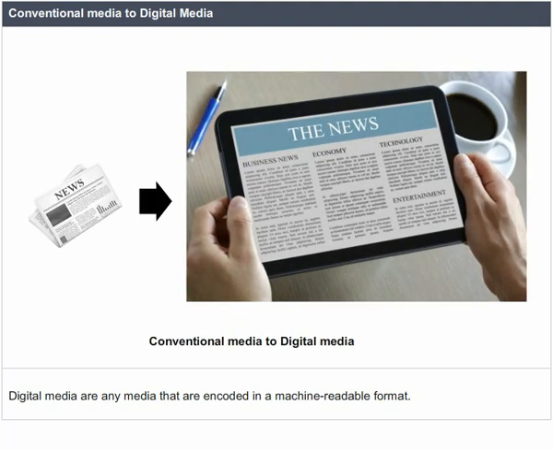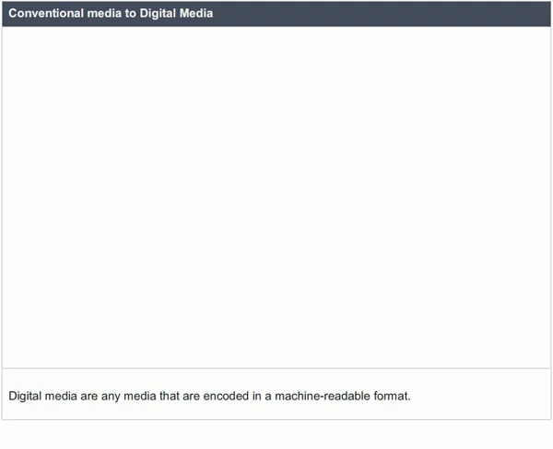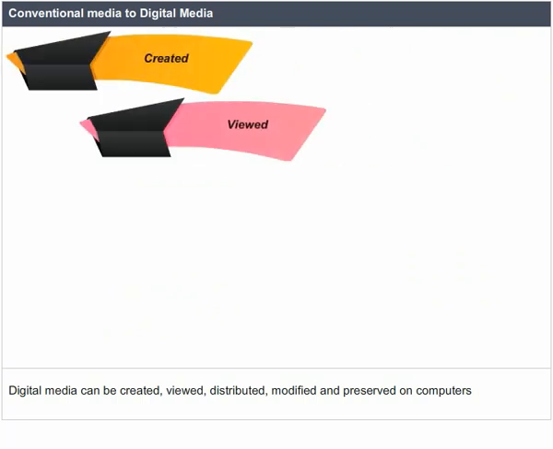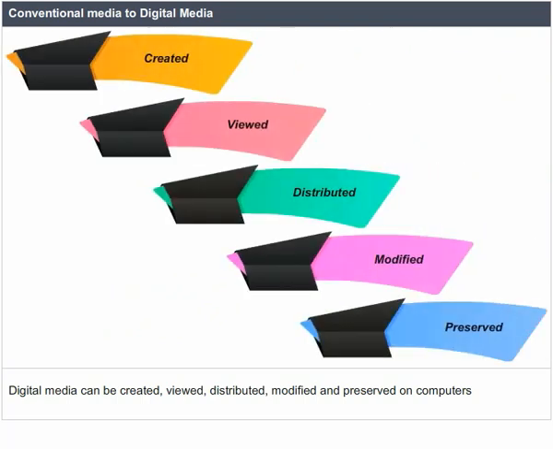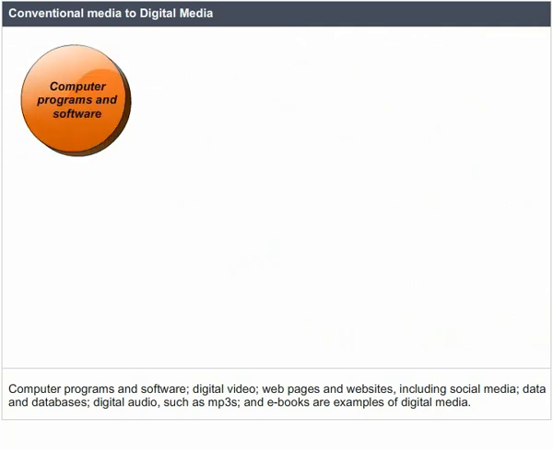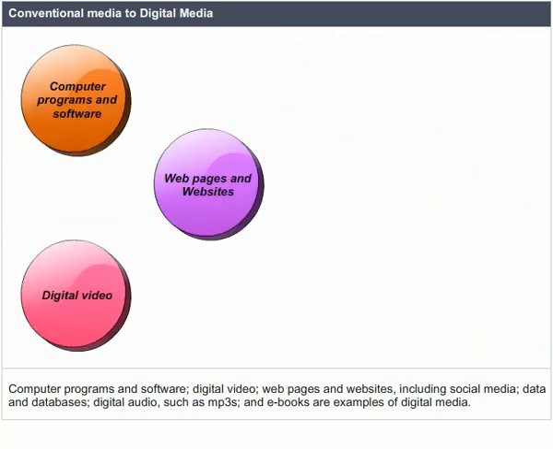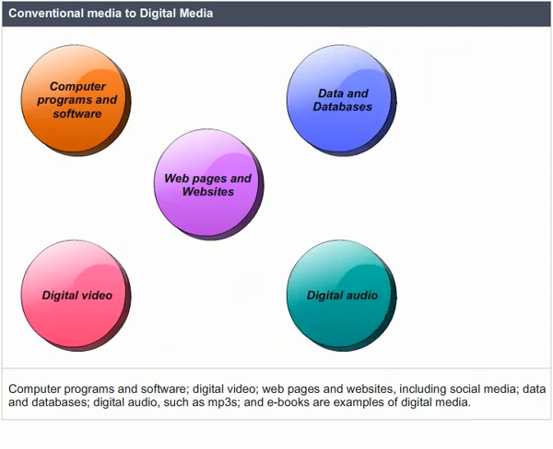Conventional media to digital media. Digital media are any media that are encoded in a machine-readable format. Digital media can be created, viewed, distributed, modified and preserved on computers. Computer programs and software, digital video, web pages and websites, including social media, data and databases, digital audio, such as MP3s, and e-books are examples of digital media.